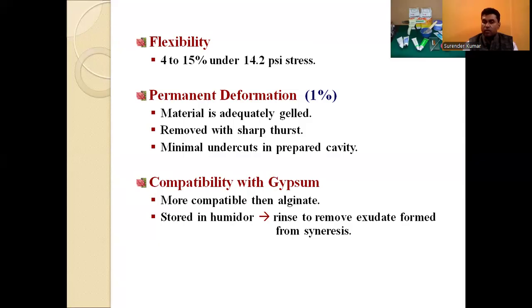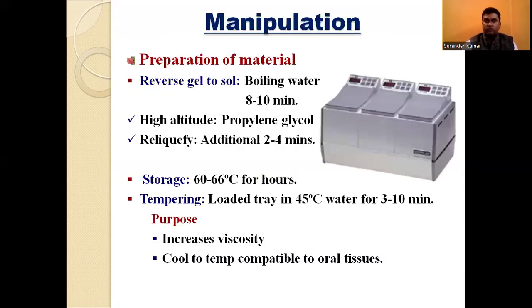Compatibility with gypsum: it is more compatible than alginate. They are stored in a humidor. First, you have to rinse to remove the exudate which is formed due to syneresis. Manipulation: they are prepared in a conditioning unit. If you want to reverse it from gel to sol, you have to boil it first for 8 to 10 minutes. In high altitude areas, you need to add propylene glycol. And for every re-liquefying, you have to add an additional 2 to 4 minutes to break the brush heap structure.